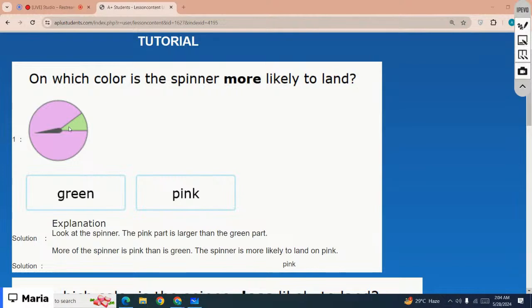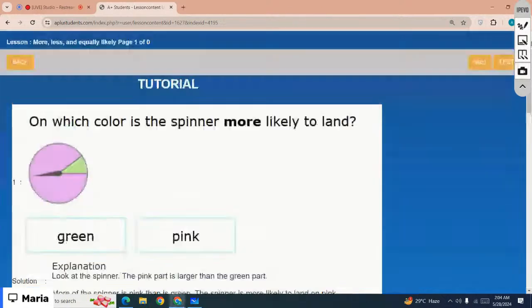So the spinner has more pink portion. That means the spinner is more likely to land on pink color, right? Let's just start with the test questions.